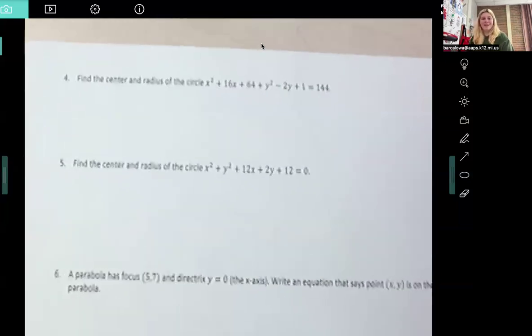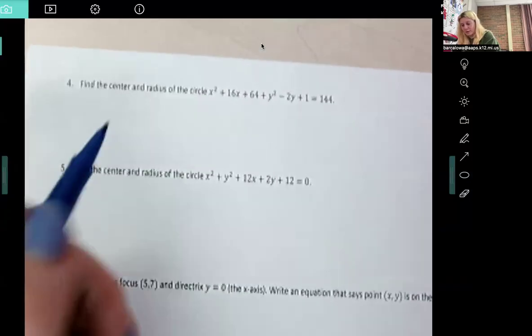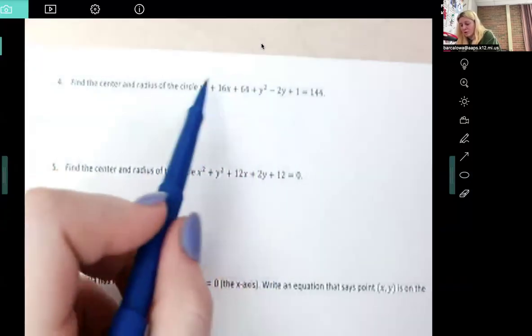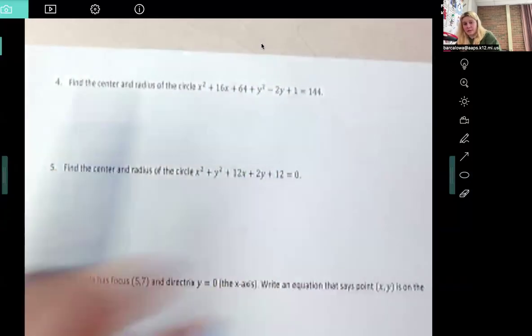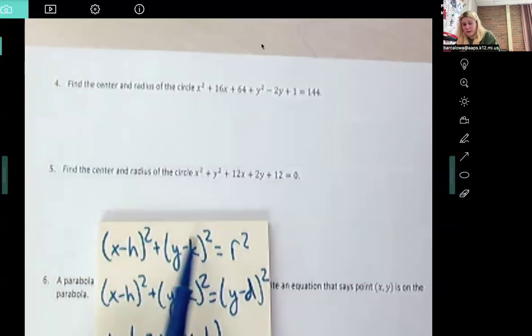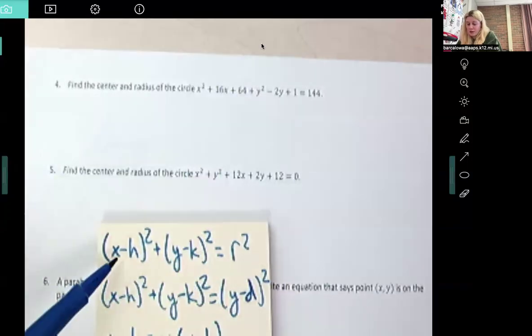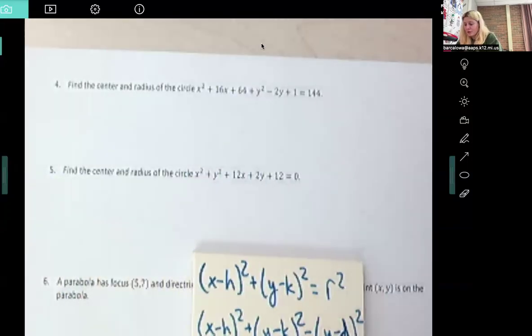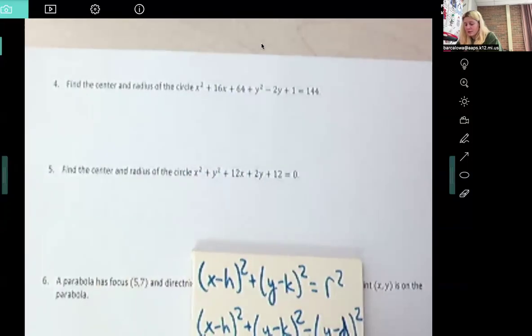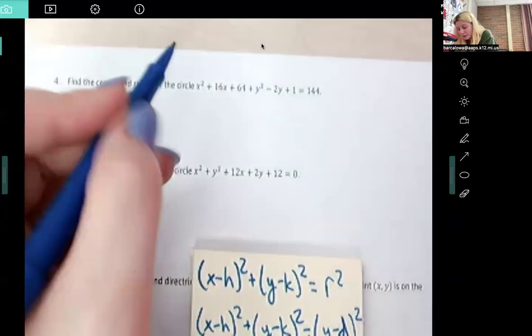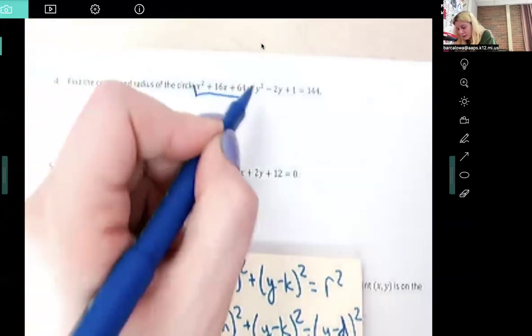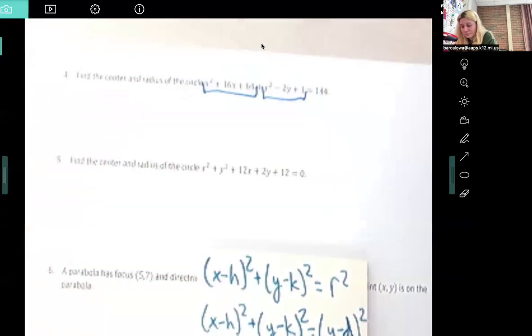Next one. Find the center and radius of this circle. All right. This does not look like this. So I need to use completing the square to make this equation look like that. Okay? To me, it looks like they've already completed the square. So look at this part was 16, this part. Okay?